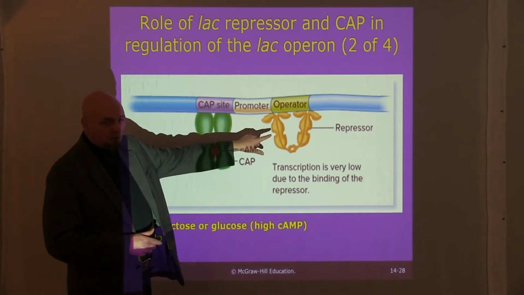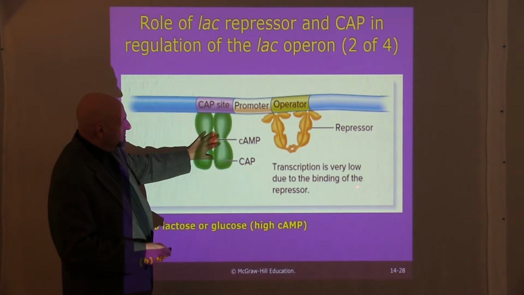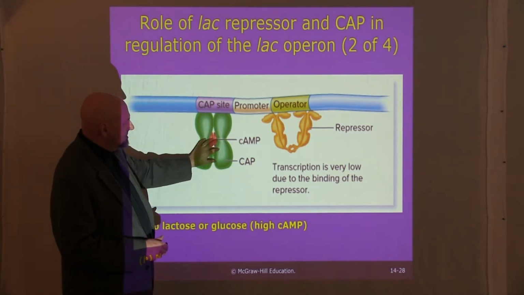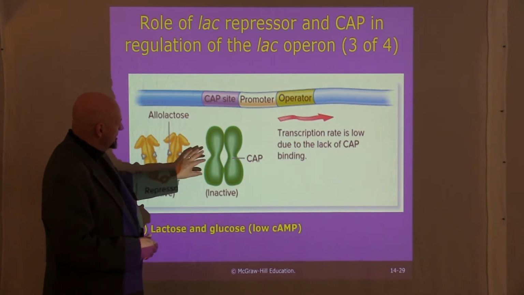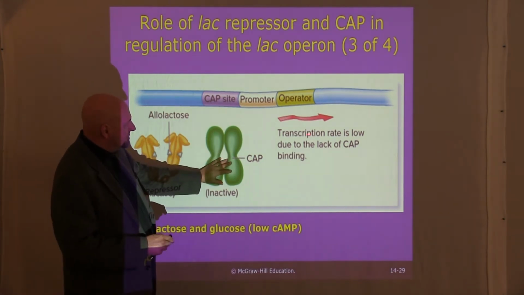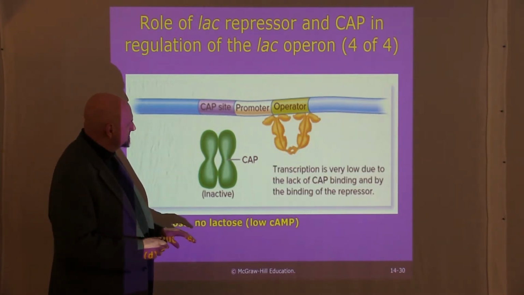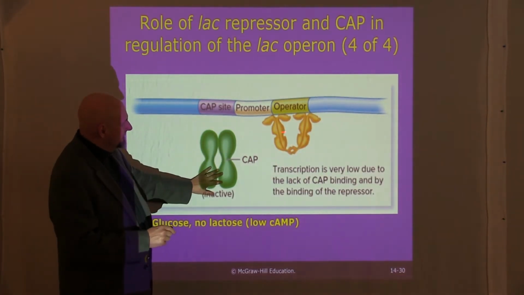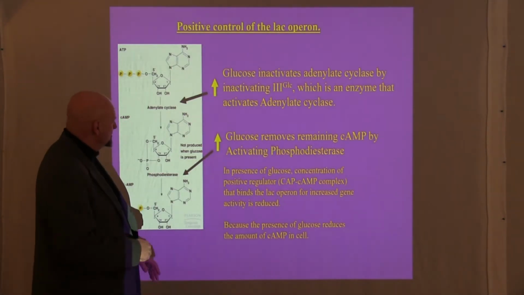If the repressor is present, it binds. Transcription is going to be very low due to the binding of this. But this guy is still in place. And if you eliminate this, even with the CAP off of it, there's still some transcription because you've eliminated this. If this is not bound and this is bound, there's very low transcription due to the fact that that's blocking it. So that's a review of it.